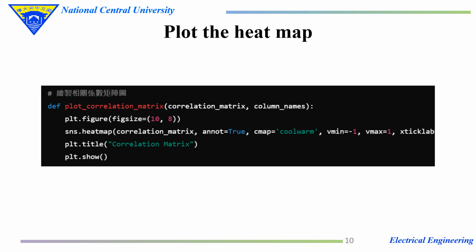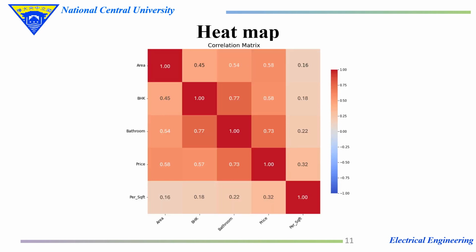We also create a heat map using a function called plot correlation matrix. This function takes the correlation matrix and column names, using seaborn to generate a heat map. The heat map vividly shows the strength and direction of correlation through colors, making it easy to interpret.